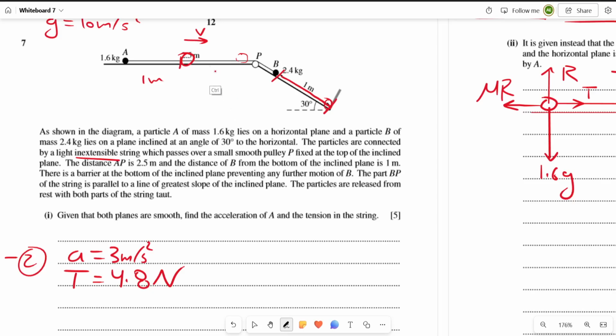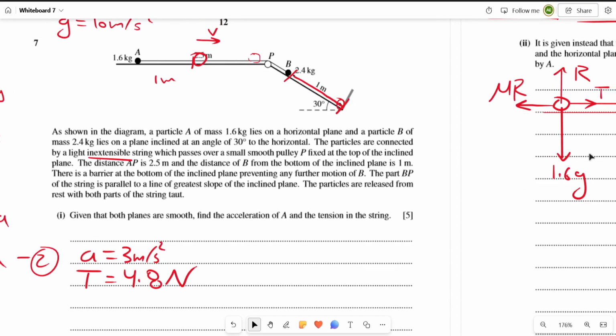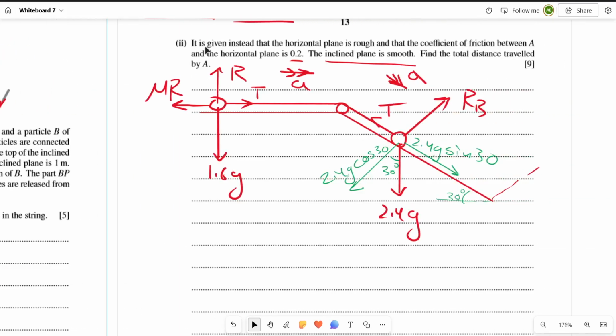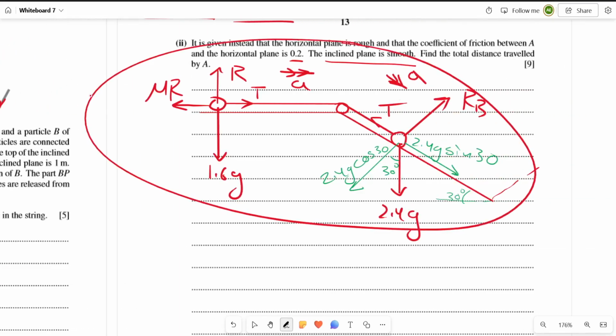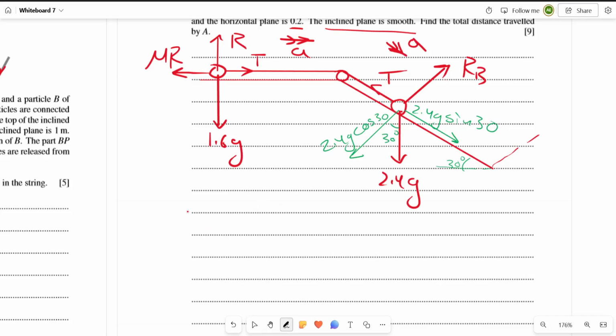So to find this whole distance, I need to know V. I need to know how much A is going to be moving when B hits the barrier. So to know V, obviously it's kinematics, so I will need to use SUVAT. So something super important that I need to get is acceleration. So how do we get acceleration? From here. So let's do the same again.